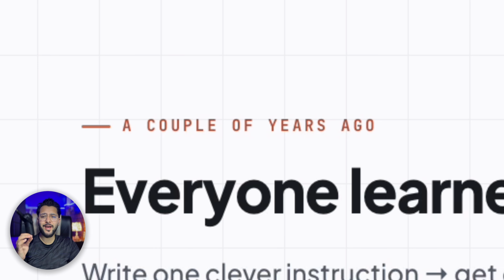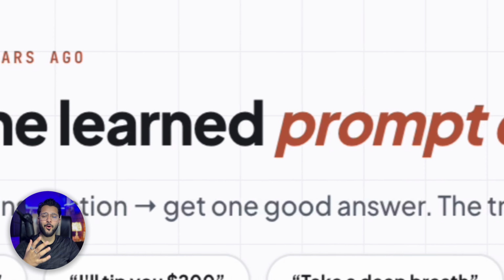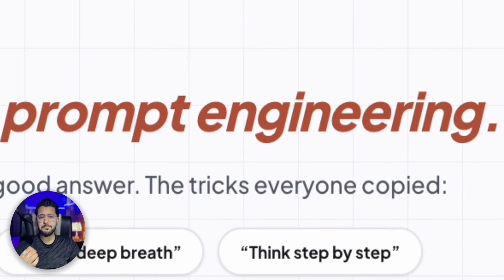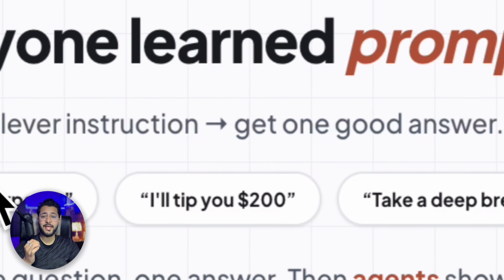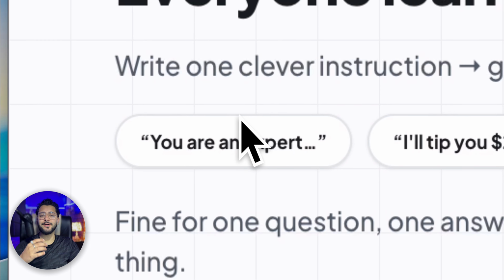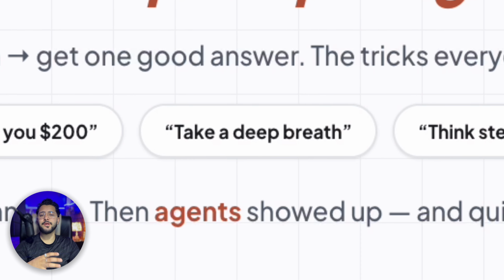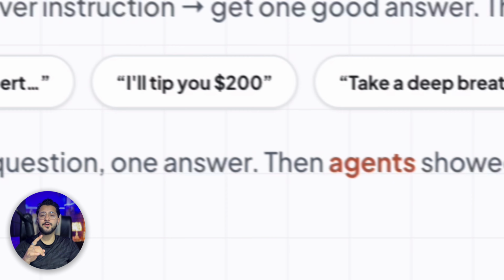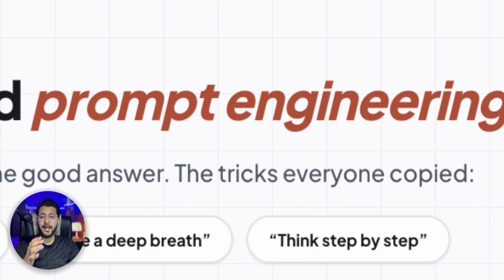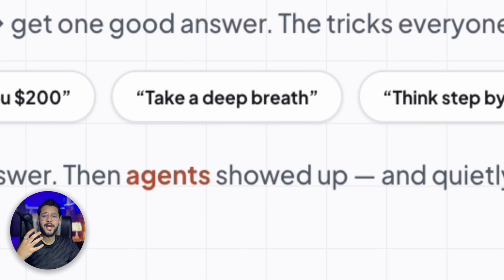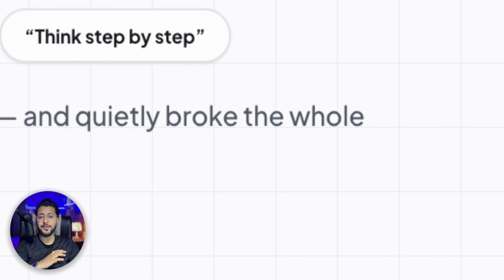Couple of years ago, everyone learned a skill called prompt engineering. The idea was simple: write a clever instruction, get a good answer. You are an expert, I'll tip you. Take a deep breath, think step by step. For one question and one answer, that worked fine. Then AI agents showed up and they broke the whole thing.